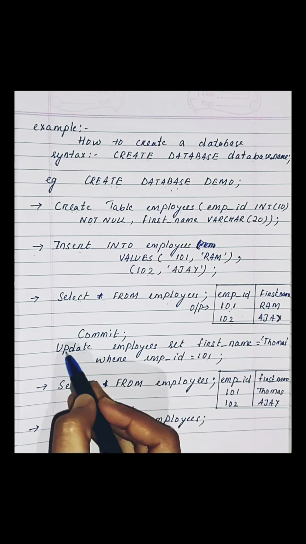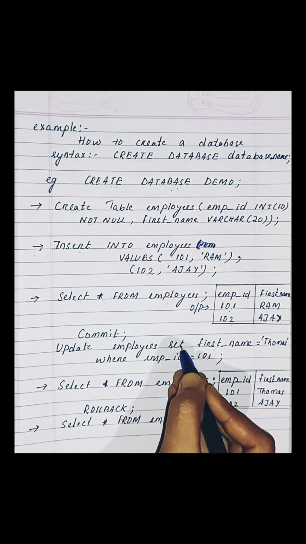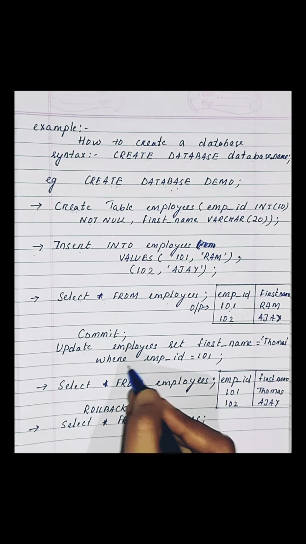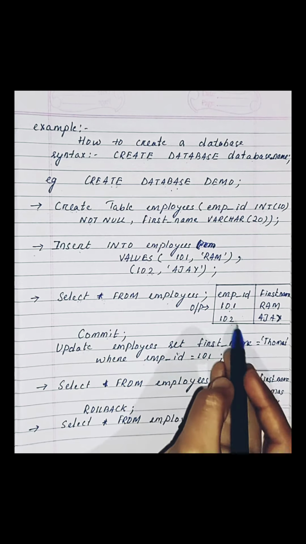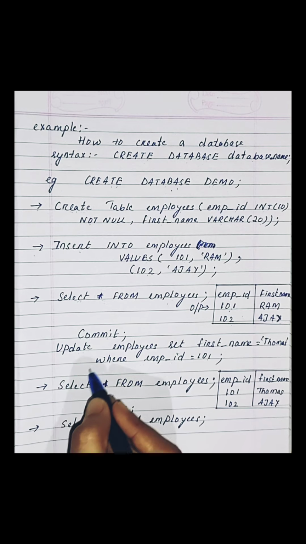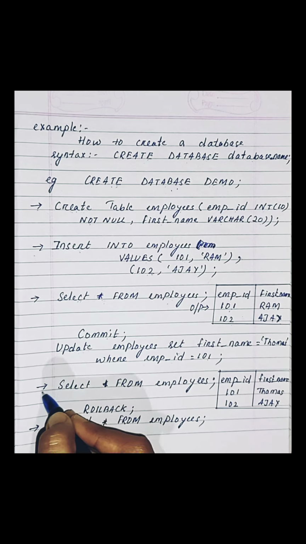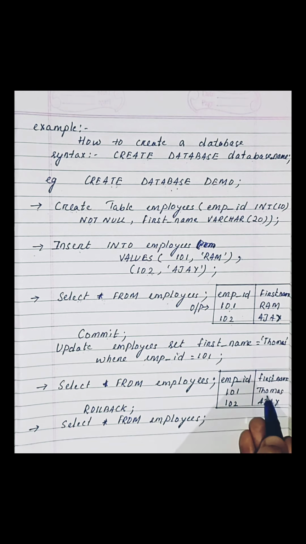Now moving ahead, suppose we are doing an update in the employees table, like update employees, set first name equal to Thomas, where employee ID equal to 101, then semicolon. We are specifying where employee ID is 101, update the first name as Thomas. So when we are writing this query and we are viewing the table, that is select asterisk from employees, in the place of Ram, Thomas will get displayed. Now Ajay will remain as it is.